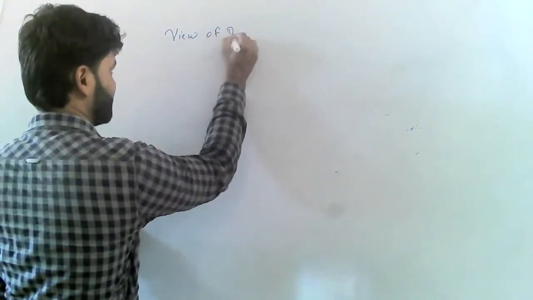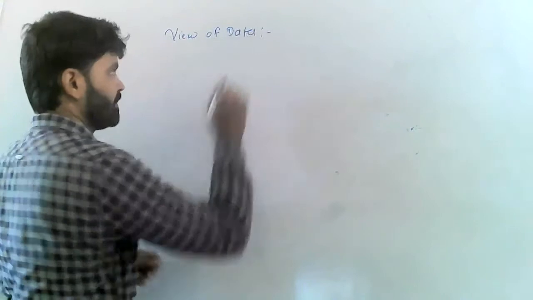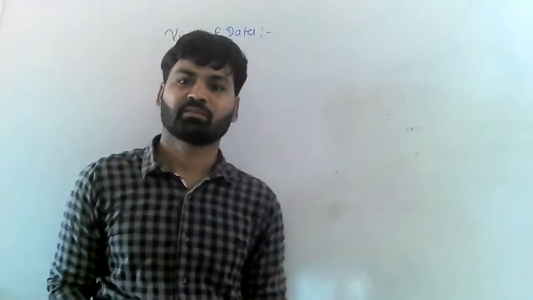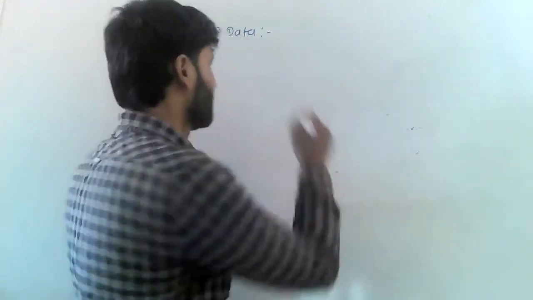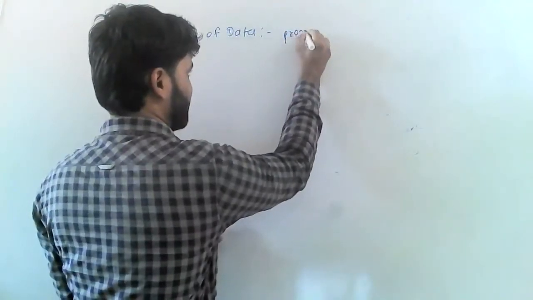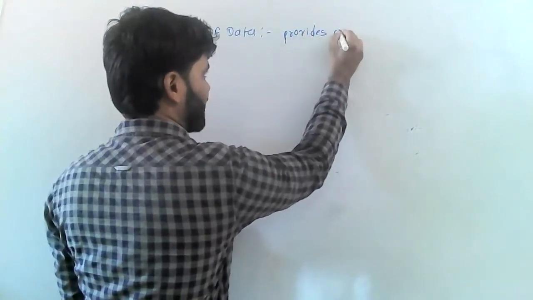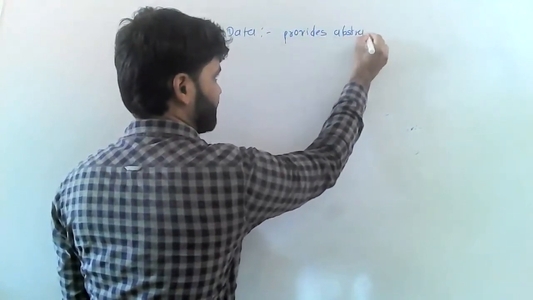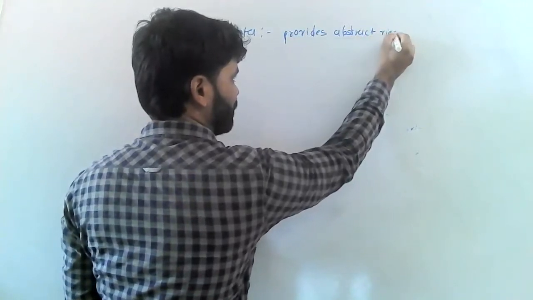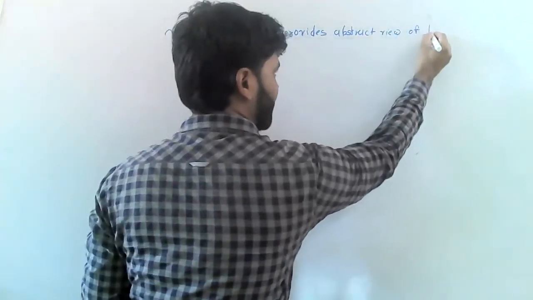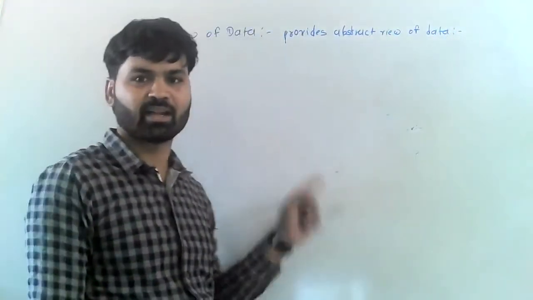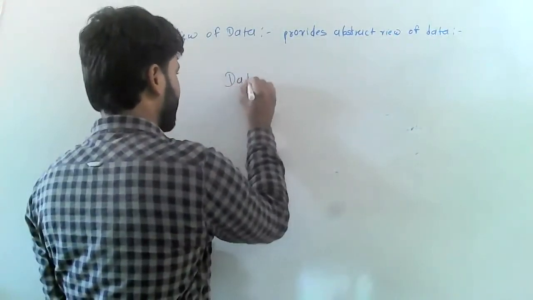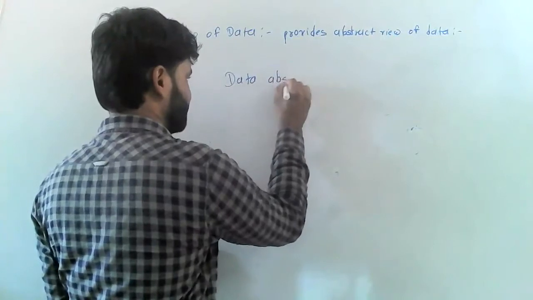View of data. Basically, the view of data provides an abstract view of the database. It means data abstraction.